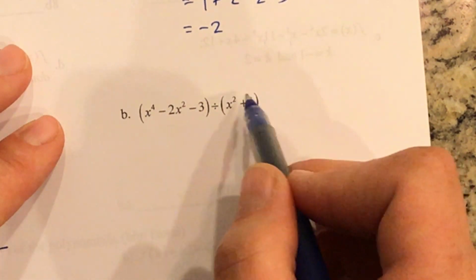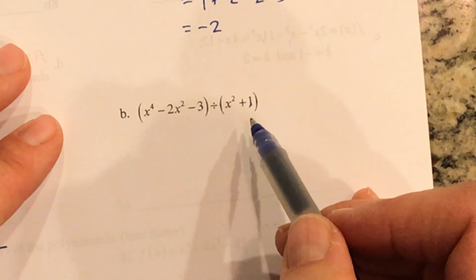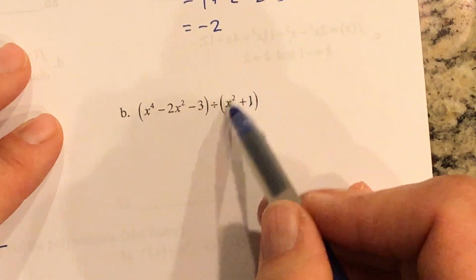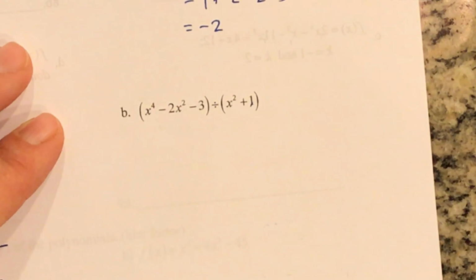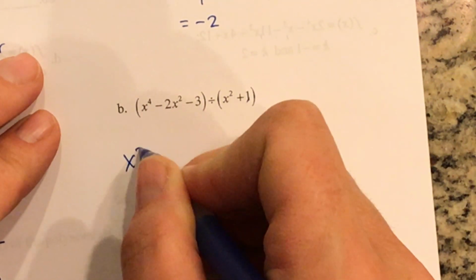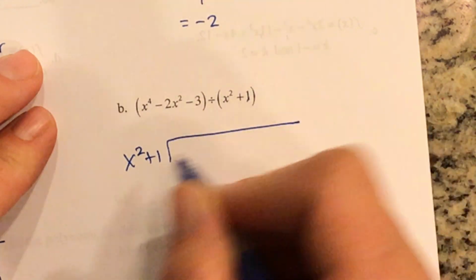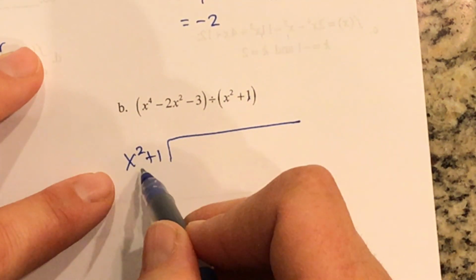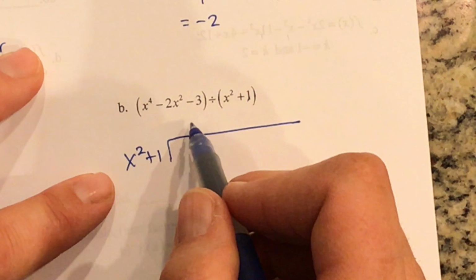Okay, this one has to be done. I cannot do this one with synthetic division because it's not linear. As soon as you've got something squared or higher, you have to do long division. It's the only way. All right. It's going to be a little dicey because there's no x term there. Ooh, and then look at this up here. That's going to be interesting.